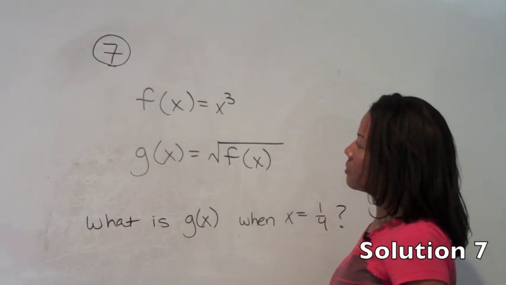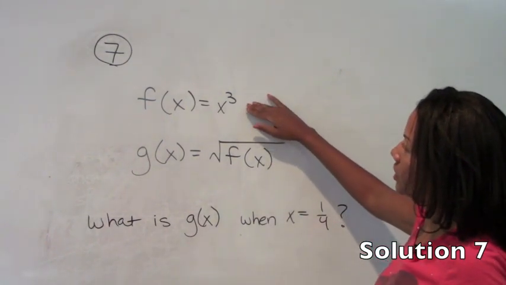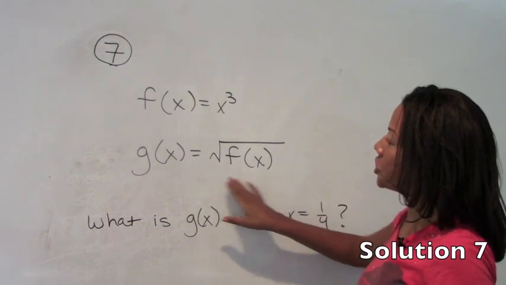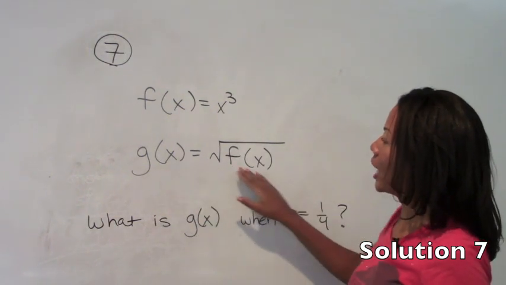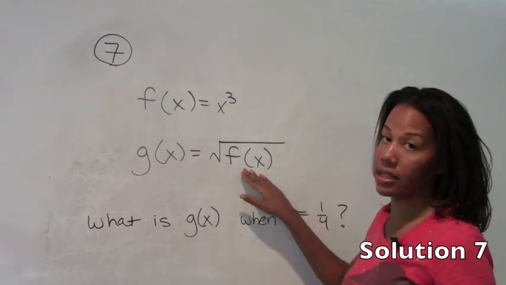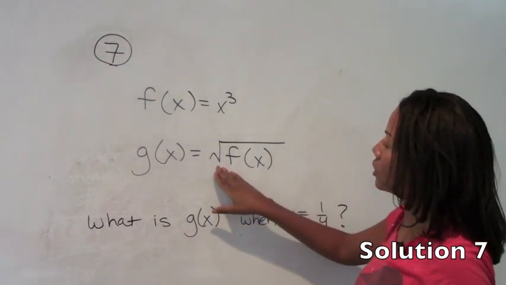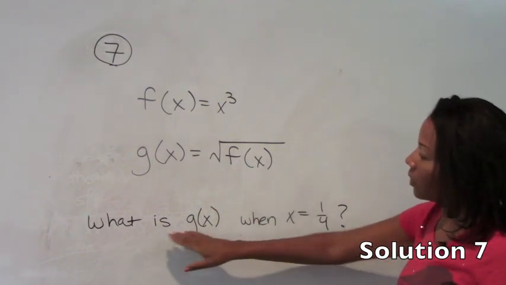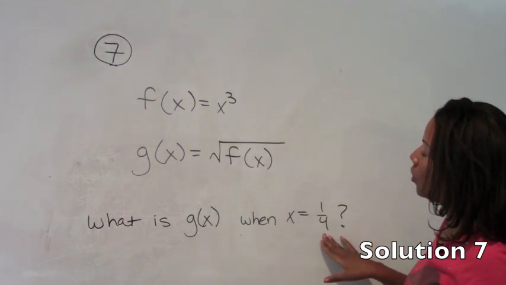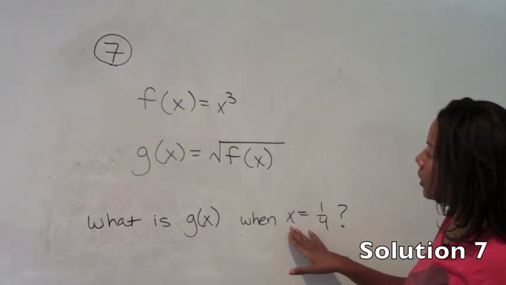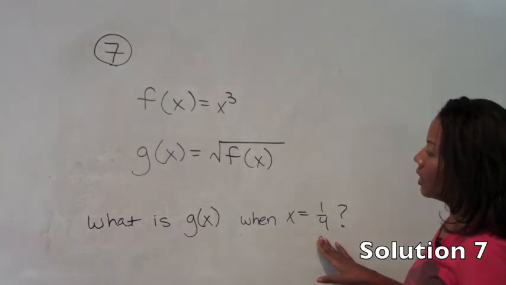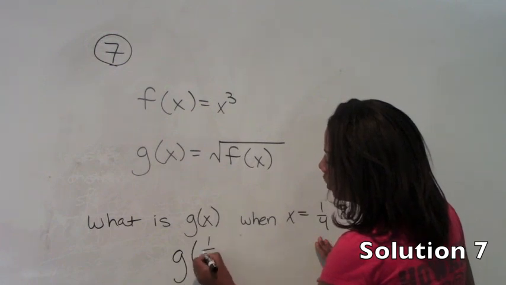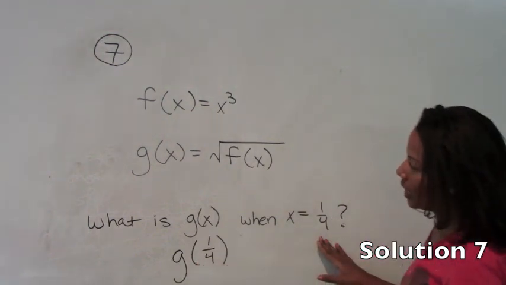Number 7. Number 7, we're given 2 functions. F of x equals x cubed, and g of x is equal to the square root of f of x. So you see that the function g of x is actually based on what f of x is. Okay? So whatever f of x is, we have to take the square root. Of course, f of x depends on what x is. So we're asked for g of x when x is 1/4. Okay? So that means our input is 1/4. So really what the question is asking us is, what is g of 1/4? Or what is g when x is 1/4?